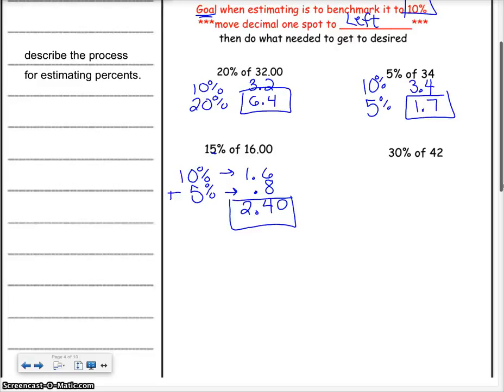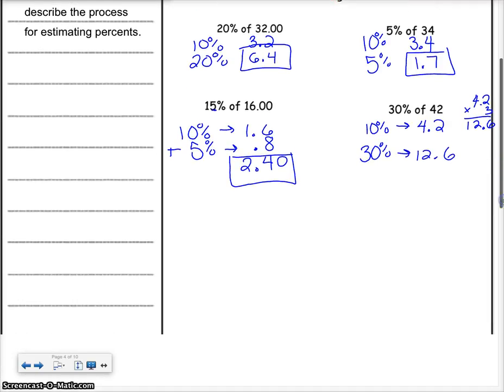30% of 4.2. Well, I do the 10%. 10% is 0.42. So 30% is timesing it by 3. So 0.42 times 3 is 1.26.